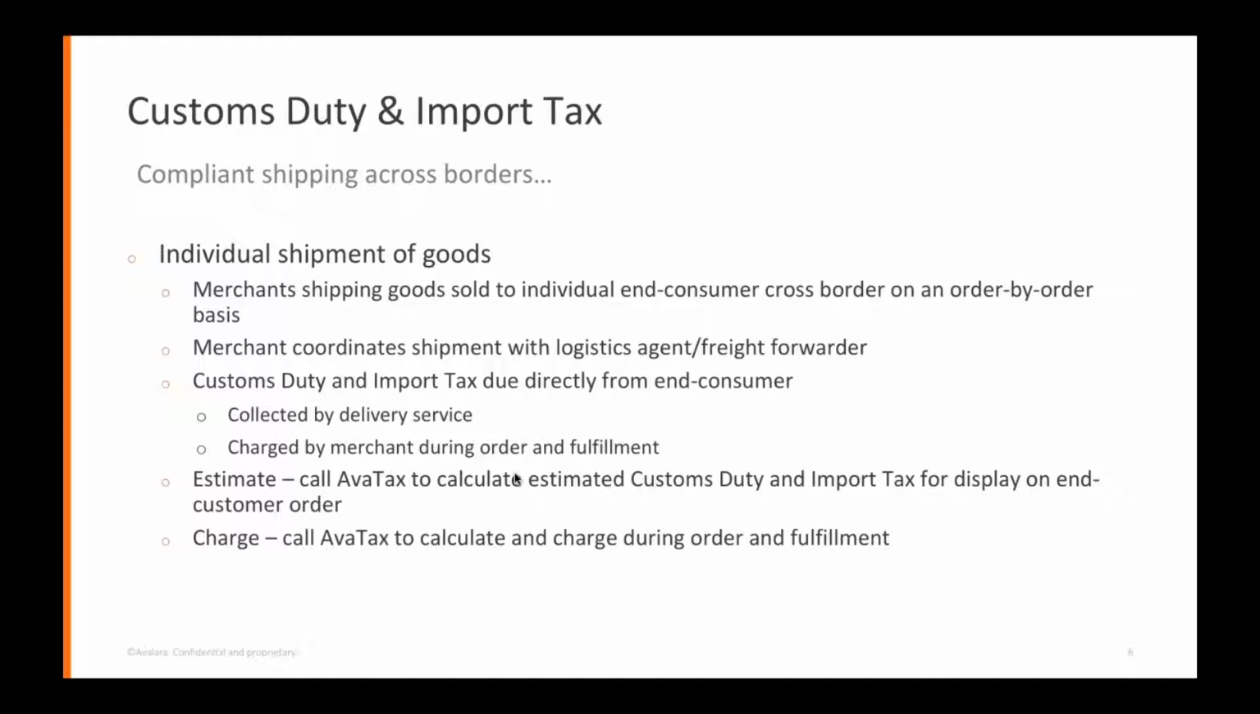So as not to provide a surprise at the time of delivery, you can put those estimates for customs duty and import tax directly on your order, or even associate that with your invoice to show this is the amount of tax or customs duty that will be due upon delivery. In addition, if you are collecting that upfront and remitting that to the customs agent yourself, you can then do a charge call, which will allow AvaTax to calculate and charge at order and at fulfillment.